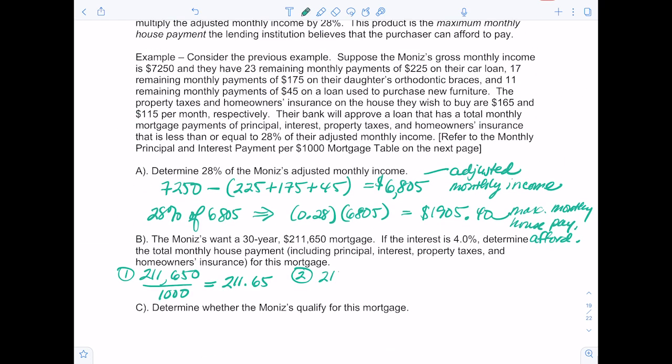So I'm taking the number of thousands of dollars of the mortgage, and I'm multiplying it by that number there, 4.77415. And that gives me 1010.45. Okay, and that's your monthly principal and interest.